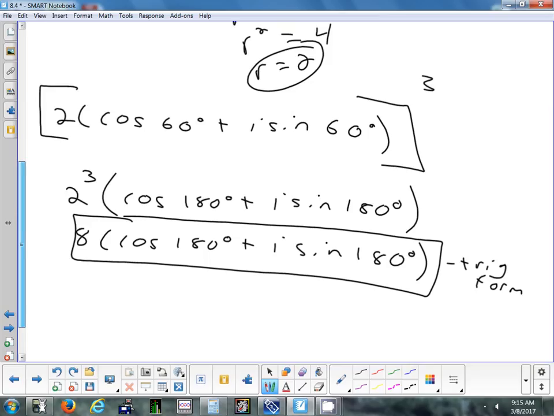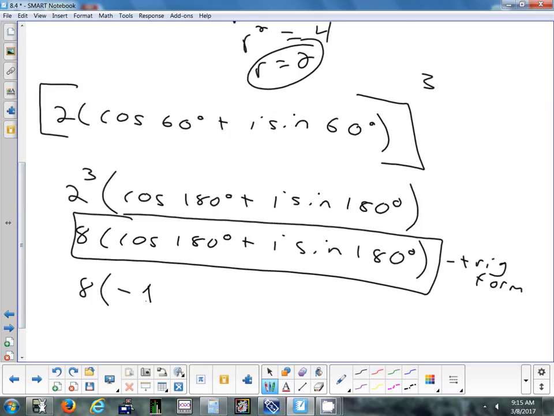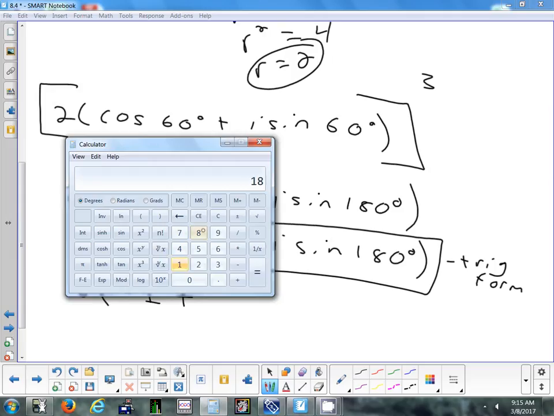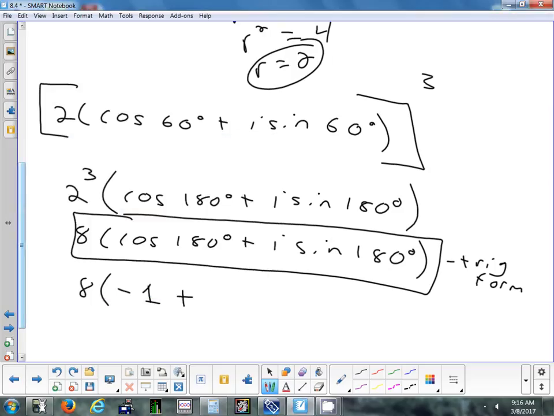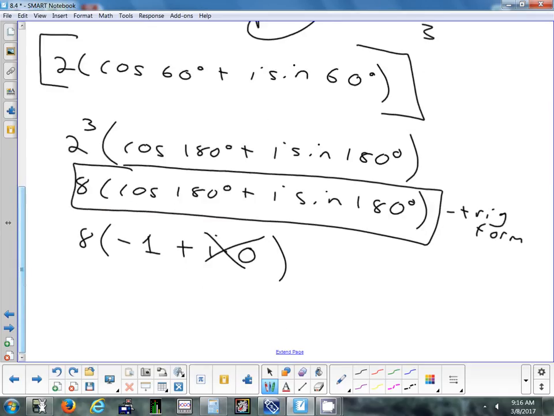Well, how would you convert that to standard form? We just type in cosine of 180 on a calculator and see what we get. Cosine of 180 is -1. Plus, type in sine of 180, 0. And what's something times 0? 0. So just -1. Well, it's 8 times what's in parentheses. It's -8.